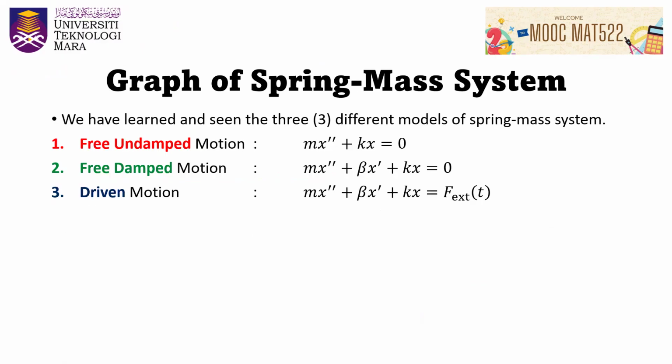Now, we recall from the proper lecture video, we have learned and seen the three different models of the spring mass system. The first type, free undamped motion, in which we consider the motion of the spring is perfectly free without any resistance or friction. Second, free damped motion, in which we consider the existence of the damping coefficient in the differential equation. And the third, driven motion, in which we further consider the external forces act on the system.